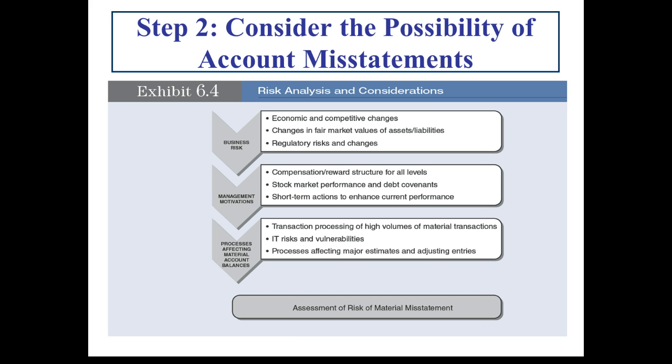Now, step 2 talks about consider the possibility of account misstatements. We started this class talking about various types of risks, and one was a business risk. Business risk is where, just based on the environment that this business is conducting and the product or the service, there are potential changes in the market. There may be regulatory risks. And then there could be changes in the values of the assets or the values of the liabilities.